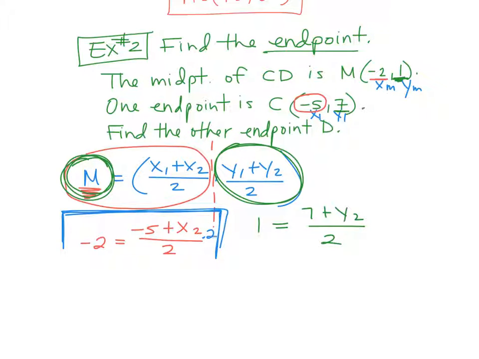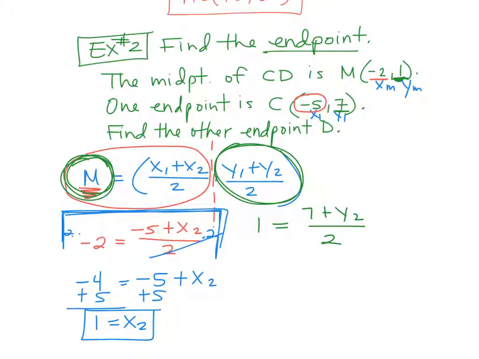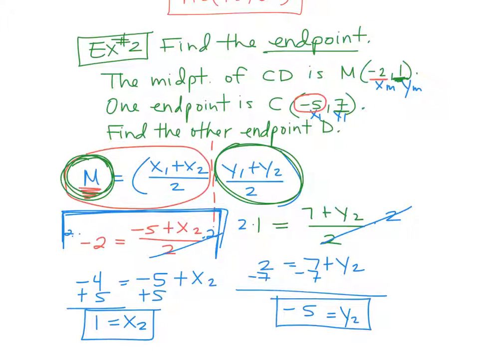Times 2. You're going to multiply by 2 on both sides. So you get -4 equals, this is 1, so -5 plus X2, and then you're just going to add your 5. So 1 is going to be your X2 value. Okay? Then you simplify on the other side. Multiply by 2 on both sides, and you get 2 equals 7 plus Y2, because this would simplify to 1. Take away your 7, and you get your Y2 value is -5.